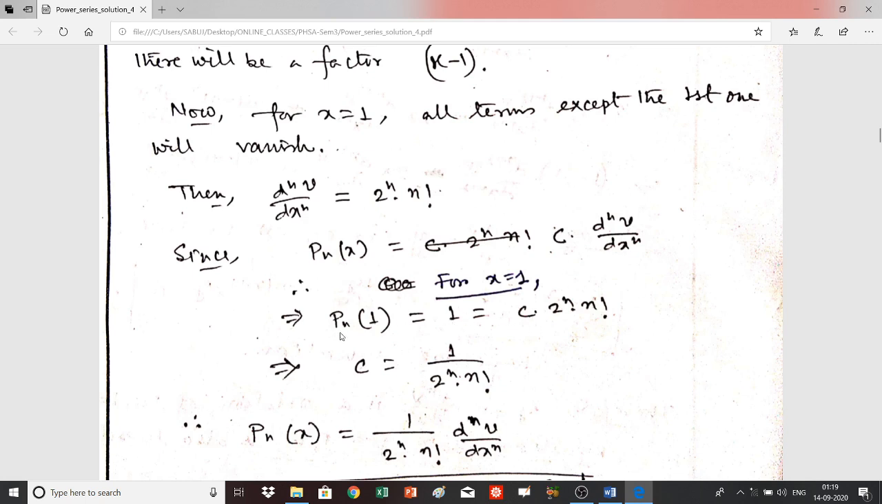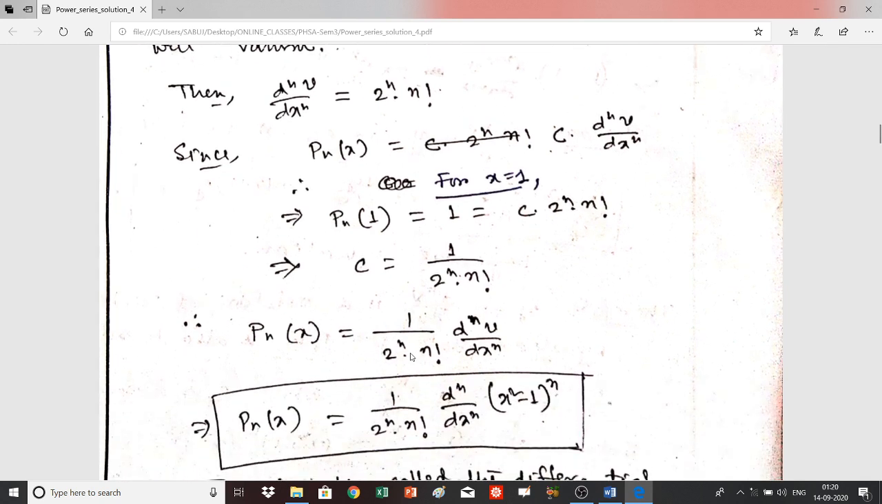you also know from the recurrence relations of Legendre polynomials that the nth order Legendre polynomial for x equal to 1 is equal to 1. So P_n(1) is equal to 1, that is equal to c into, you just substitute the value of d^n v by dx^n, that means 2 to the power n into n factorial. So from this you can obtain c equal to 1 by 2 to the power n into n factorial.